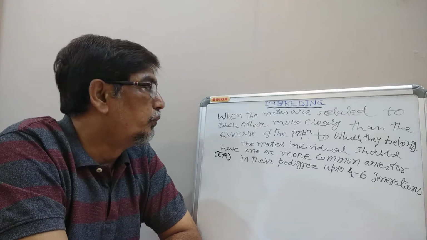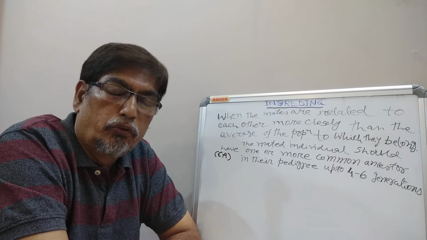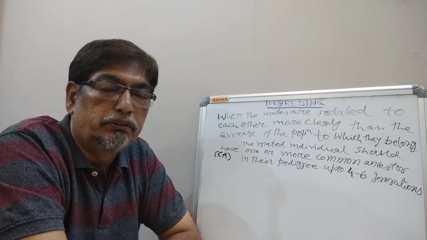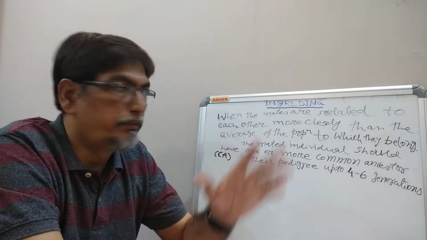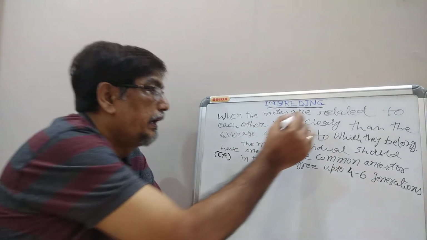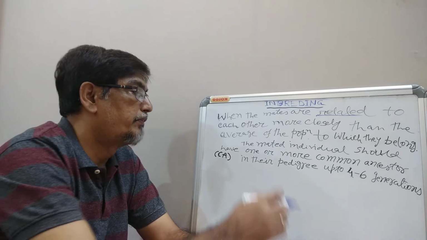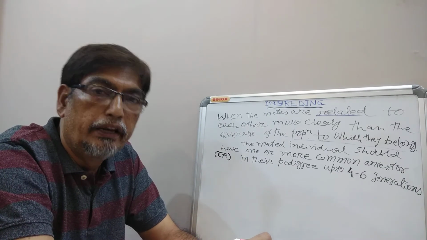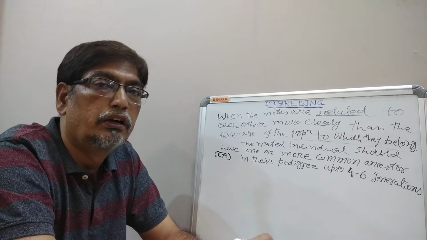We already told you what inbreeding is, and in the definition we said that the mates must be closely related. The full definition is that when the mates are related to each other more closely than the average of the population to which they belong. That means the mates should be related. When will they be related? When their ancestors are common.